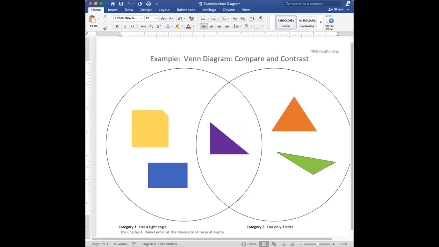So the example here is the Venn diagram of comparing different shapes. Everything in the left circle has right angles in it. Everything in the right circle are triangles. And then, of course, the one in the middle has both the triangles and the right angle. So it's a right triangle. Okay, so that's just a very easy explanation of one that you could use, and it's not a lot of words in there.